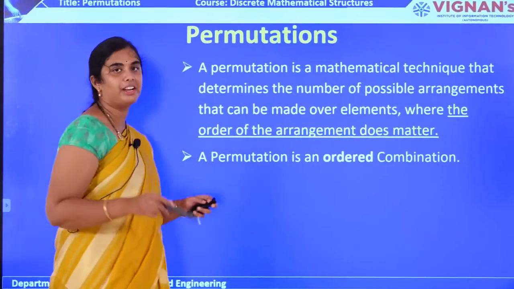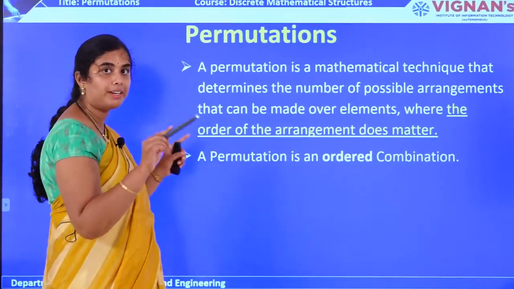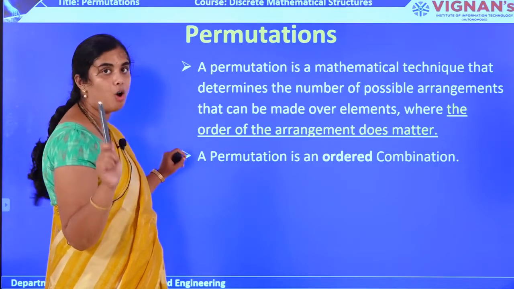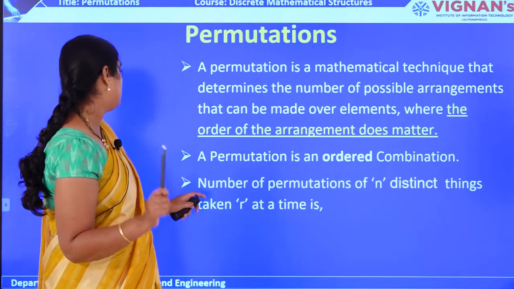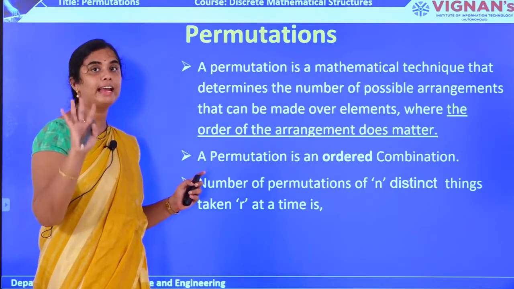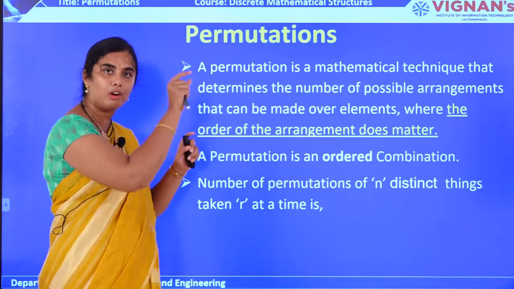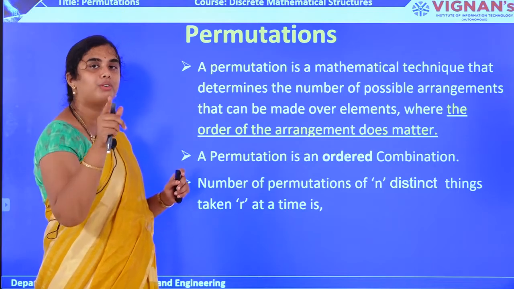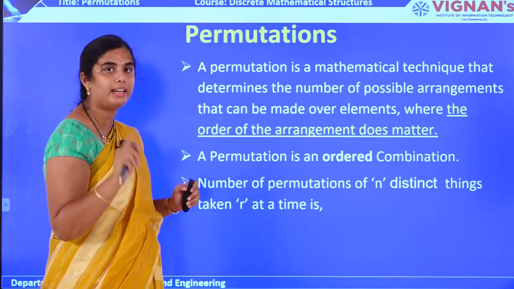Permutation is an ordered combination. It's correct only, right? The order over here matters. That's why it's called the ordered combination. So now I am given 4 letters. Suppose I am given n letters. In order to know the number of ordered combinations that you can make through n letters, it is very difficult.